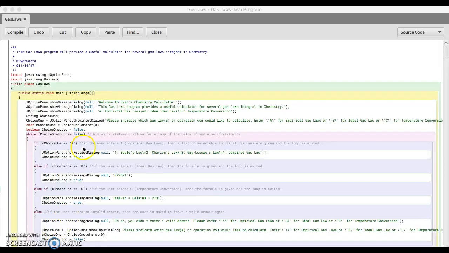Hi, my name is Ryan Costa, and this is my gas laws chemistry calculator program in Java. So, using the Java programming language, I was able to make a chemistry calculator that is able to calculate four empirical gas laws, the ideal gas law, and a simple temperature conversion.